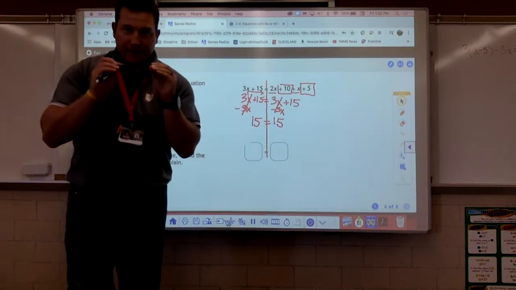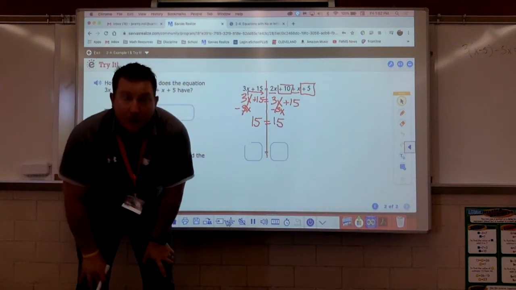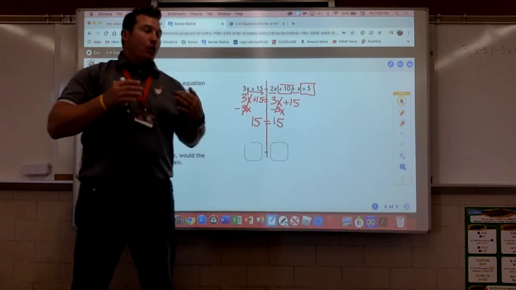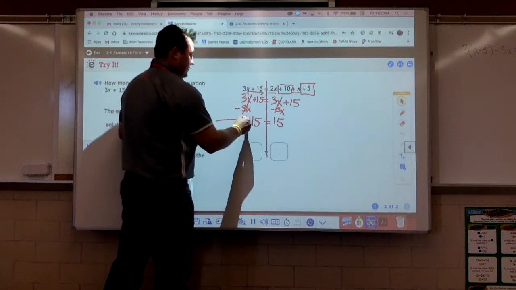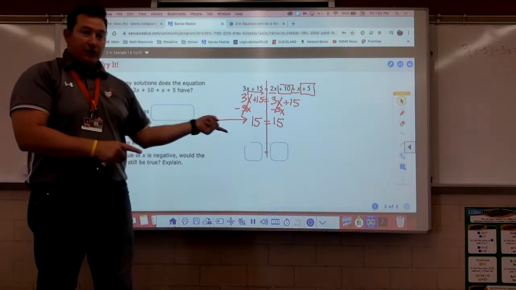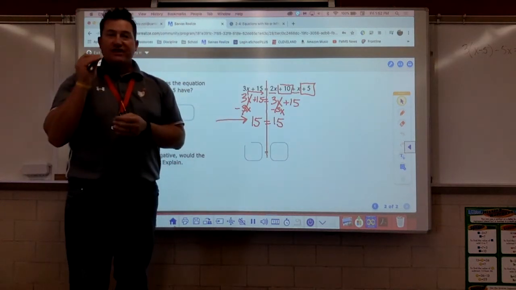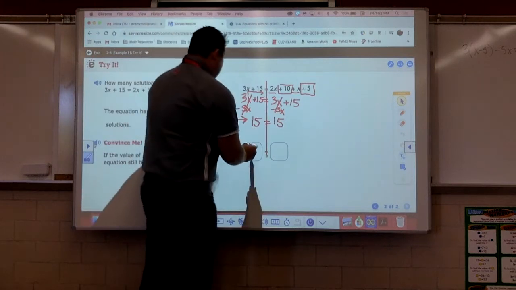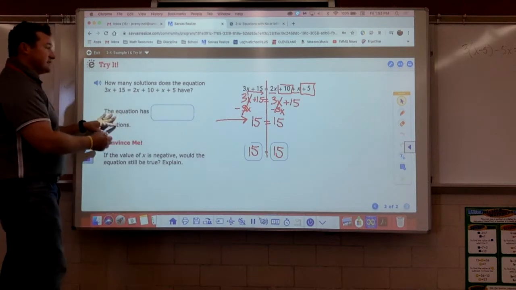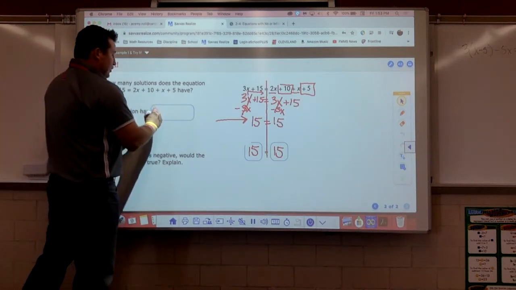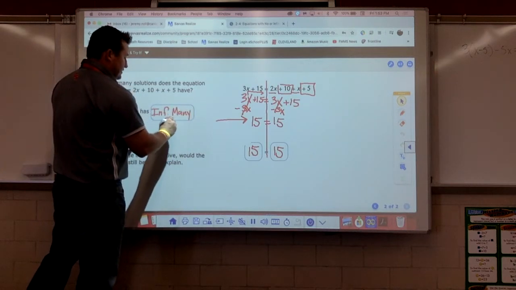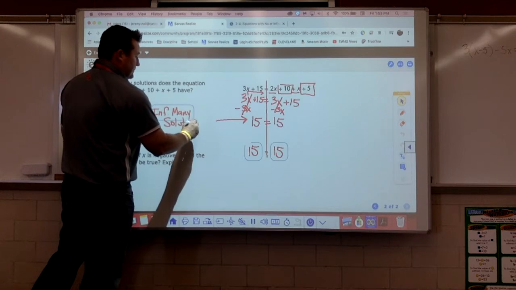Now, I want to be clear, folks, just because your variables cancel out doesn't mean it's always infinite solutions. We then have to look right here and say, is this true or is this false? Do those numbers equal each other or do those numbers not equal each other, right? Because 15 equals 15, this is a true mathematical sentence. Because that is true, this equation has infinitely many solutions, okay?